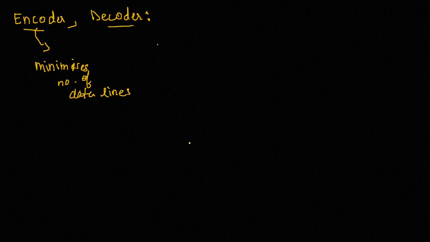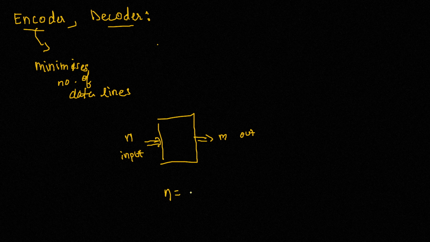So if you give n inputs to an encoder, it gives out m outputs, and the number of inputs is usually equal to 2 to the power m, the number of outputs. So encoders are of the type 2 is to 1, 4 is to 2, or 8 is to 3.